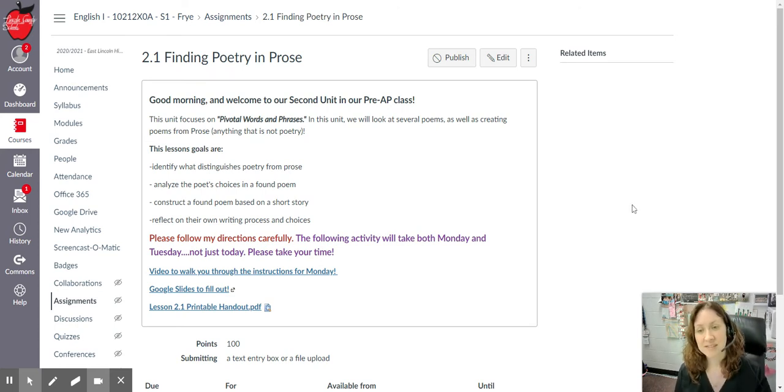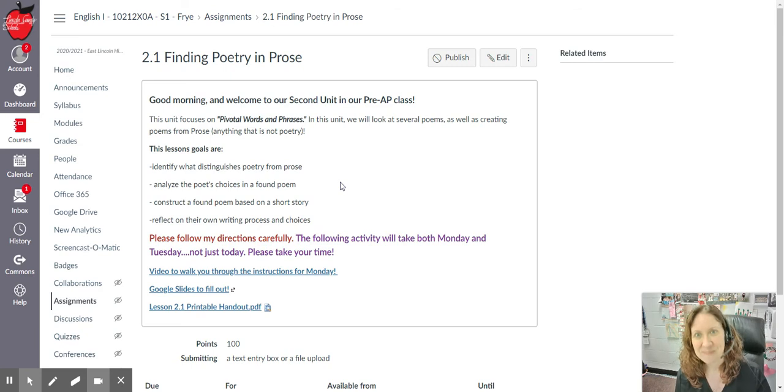So, what we're going to start with today will be finding poetry in prose. And the first thing that I should talk you through is what is prose? Because I'm pretty confident that all of you know what poetry is. So, prose is the opposite of poetry. Prose is anything where the story is easily understandable and everything is fully written out. So, a short story, a newspaper article, a book that you read, literally anything that is not poetry is going to fall under the category of being prose.